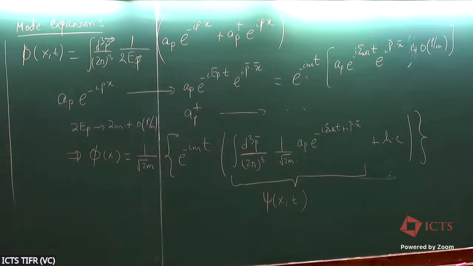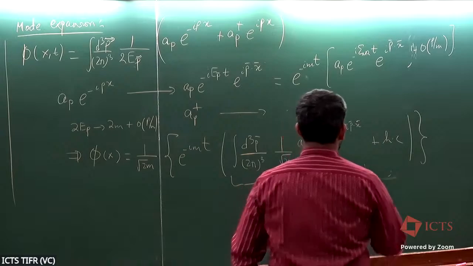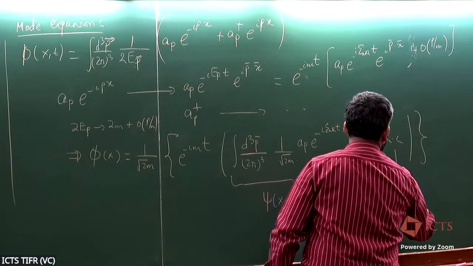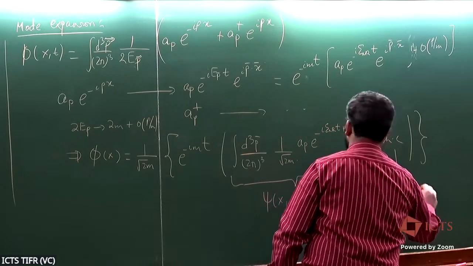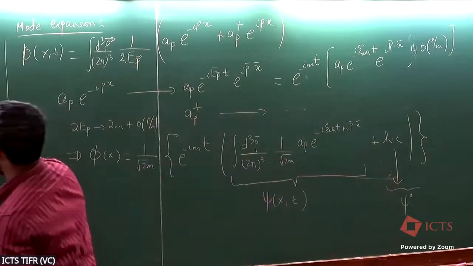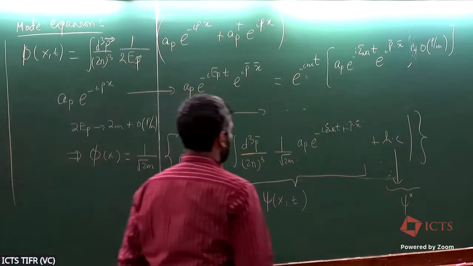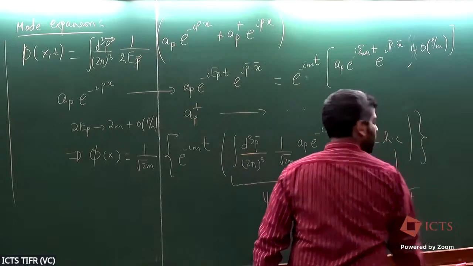Now, psi is the non-relativistic complex field. The Hermitian conjugate will give me the psi dagger. So this piece would give me the psi star or psi dagger.